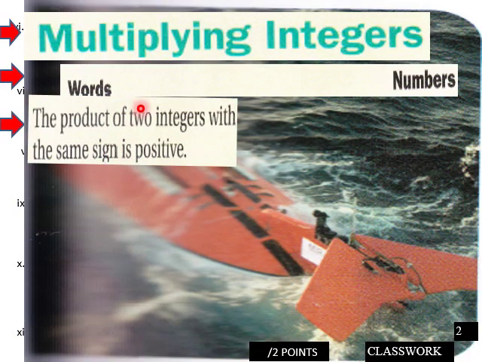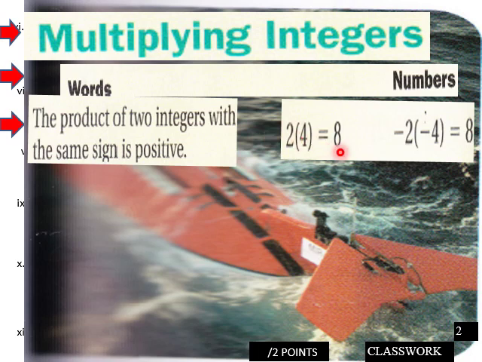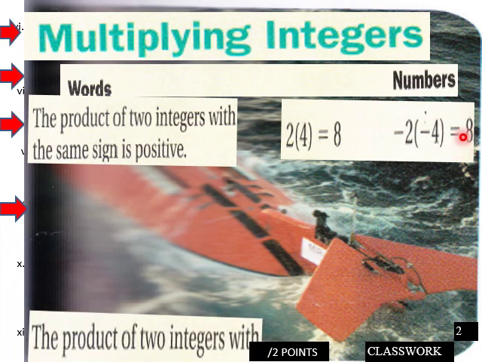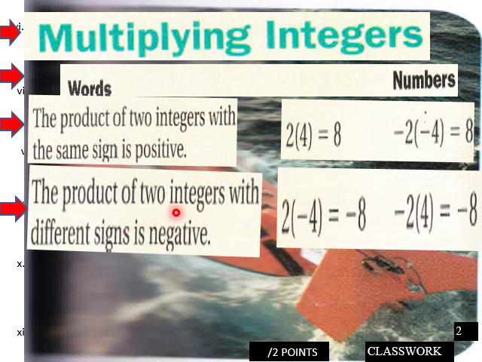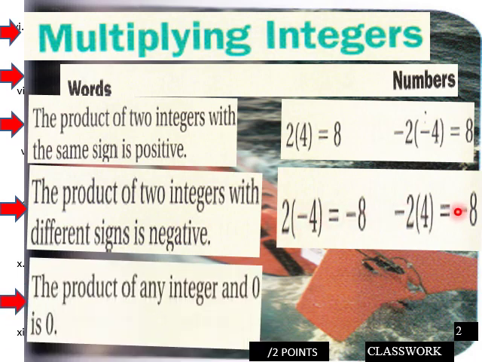Multiplying integers: the product of two integers with the same sign is positive. So 2 times 4 equals 8, and then negative 2 times negative 4 would be 8. Same signs here. Negative times a negative is a positive. And then the product of two integers with different signs is negative. So 2 times a negative 4 would be negative 8. And then negative 2 times positive 4 would be negative 8.